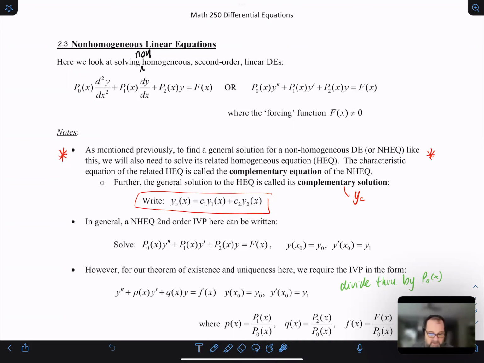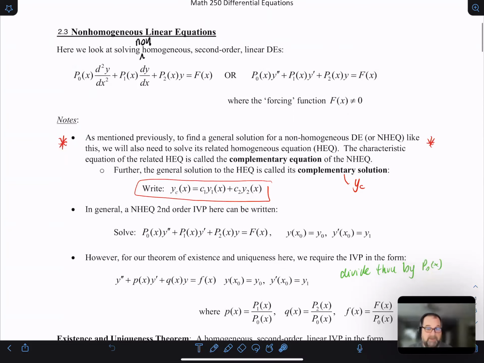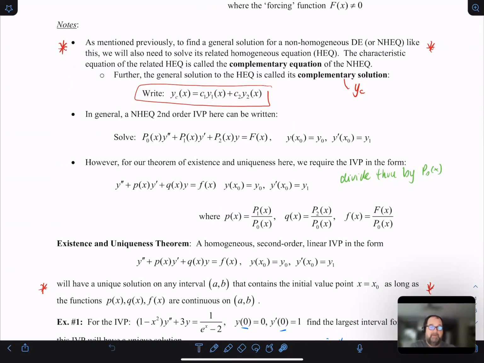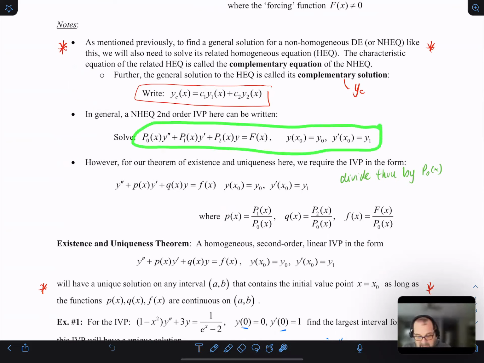All right, in order to start talking about the non-homogeneous case here, we're first going to talk about the conditions under which we have existence and uniqueness of an initial value problem. So in general, here would be an NHEQ initial value problem. For a second order initial value problem, we'll have these two conditions, one condition on y, one condition on y prime.